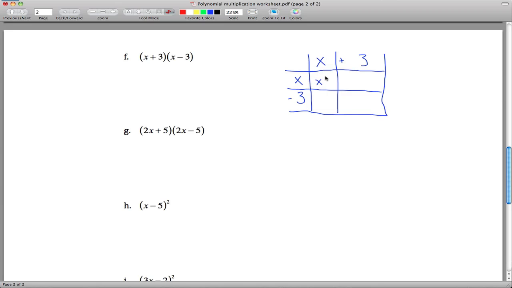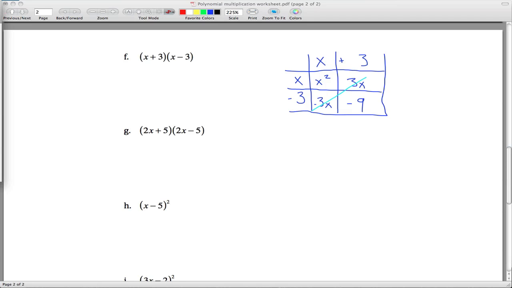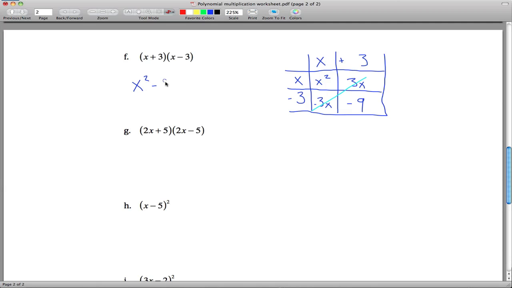X times x is x squared. X times 3 is 3x. Negative 3 times x is negative 3x. And negative 3 times 3 is negative 9. But what I want you to notice is that these and these will cancel out. And what we'll be left with is just x squared minus 9.